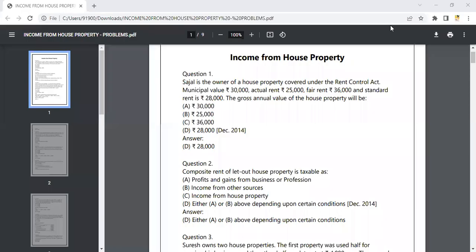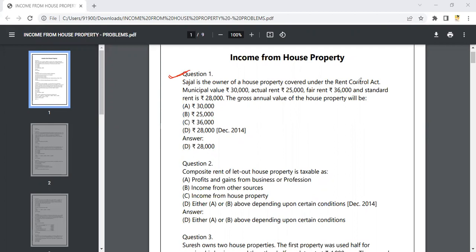Okay, we'll continue with the problems of HP, that is income from house property. We'll move on with the problems relating to this. Here we were studying about a problem. We have completed our theory and now we'll step on to our problem. So here is our first question.